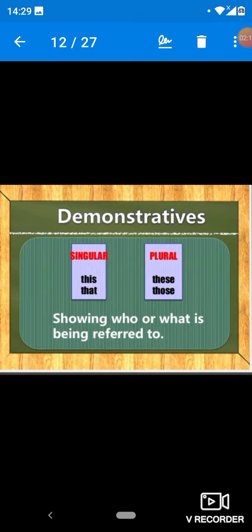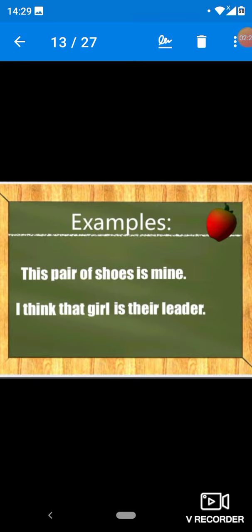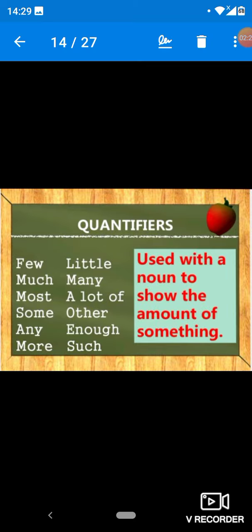Now the demonstrative determiners, which point out who or what. In the singular, we use this and that, but in the plural, these and those. This pair of shoes is mine. I think that girl is their leader.